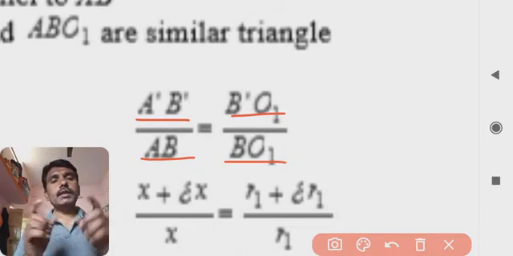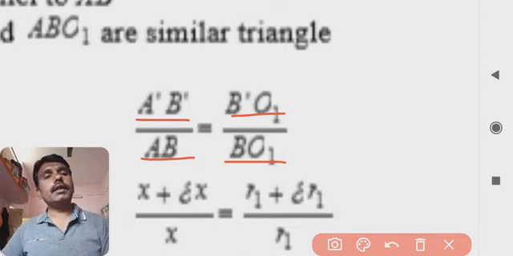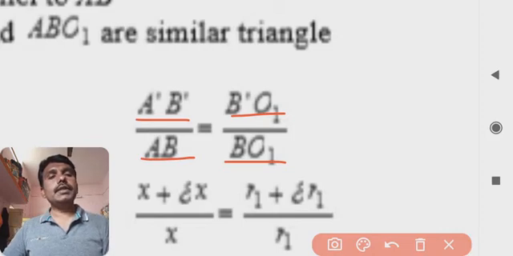When the two triangles are going to be similar, in that case I can write this. But what is A dash B dash?